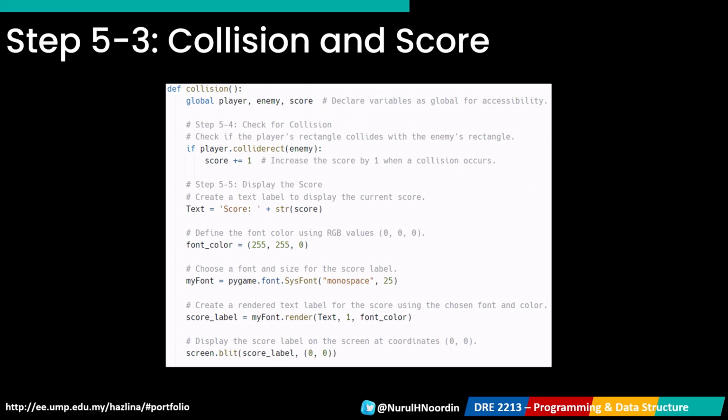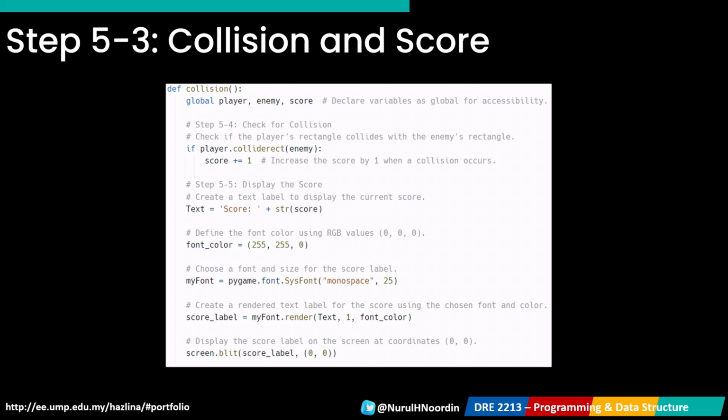The real action happens here. We check if the player's rectangle collides with the enemy's rectangle. When this collision occurs, we celebrate the player's achievement. Every collision is a point earned, a scoring mechanism. We increase the score by 1 when a collision is detected. It's this simple line that adds value to every player action.